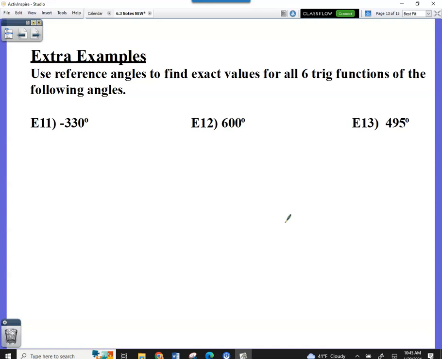So you're drawing the picture, and then you're finding the reference angle, then you're filling in the triangle.